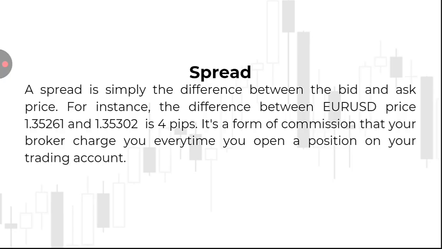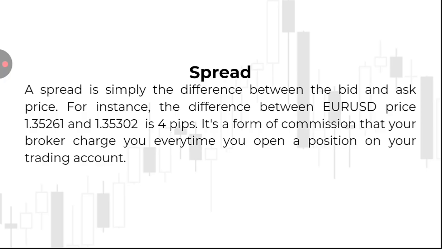term is a spread. A spread is simply the difference between the bid and ask price. For instance, the difference between the Euro USD price, which is 1.35261 and 1.35302, is 4 pips. It's a form of commission that your broker charges you every time you open a position on your trading account. As you proceed in your trading journey, you learn to understand what a spread is.